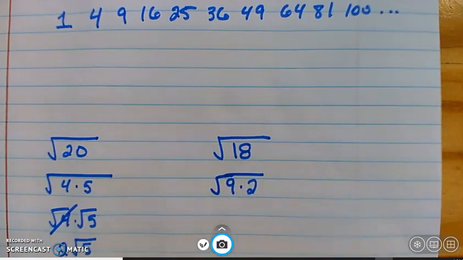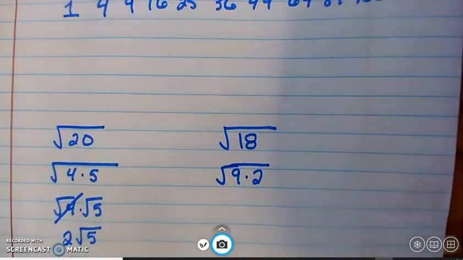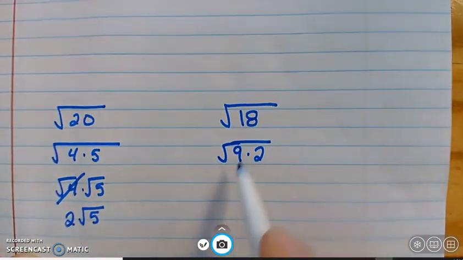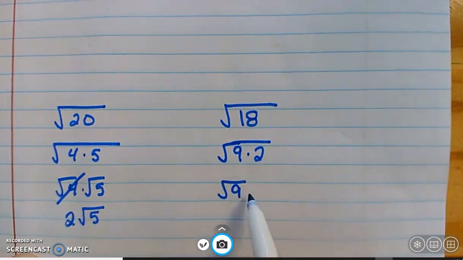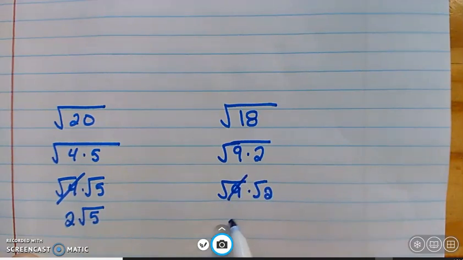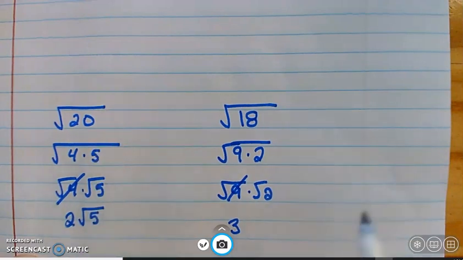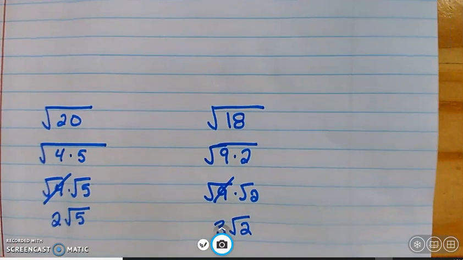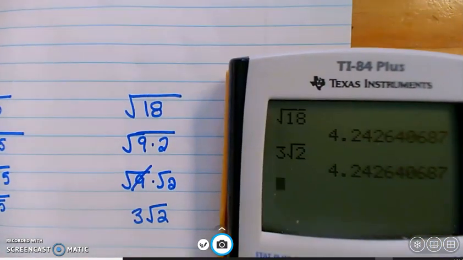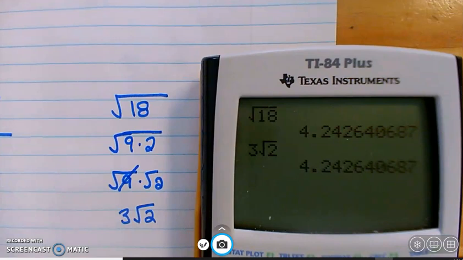And 9 is a perfect square factor. Knowing that 9 is a perfect square factor, I can now separate those into square root of 9 times the square root of 2. And since the square root of 9 is perfect, I know the square root of 9 is a 3, but 2 is not perfect, so I will leave it as the square root of 2. A quick check on my calculator shows that those two do give me the same value, so I feel comfortable that I've simplified them. These are two super quick examples.